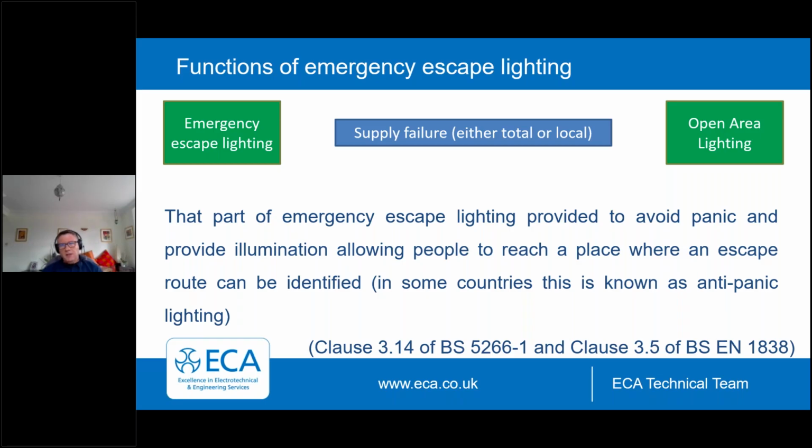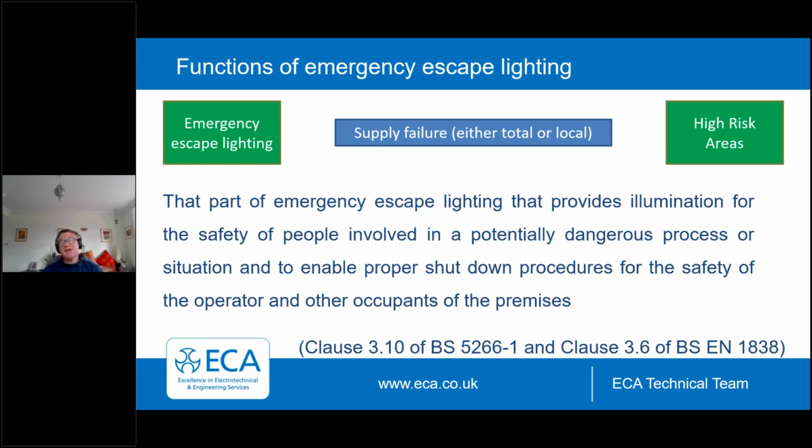High risk areas, that part of the emergency escape lighting that provides illumination for the safety of people involved in a potentially dangerous process or situation and to enable proper shutdown procedures. That's really important, isn't it? So if they're using a bit of equipment, rotating wheel or whatever it may be, if the power's cut at that point, you want sufficient illumination so they're not going to endanger themselves or indeed other people. And that's what it's all about. And the detail can be found in 5266 at the bottom there.